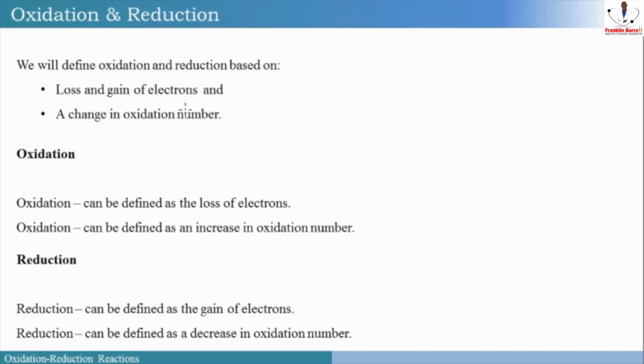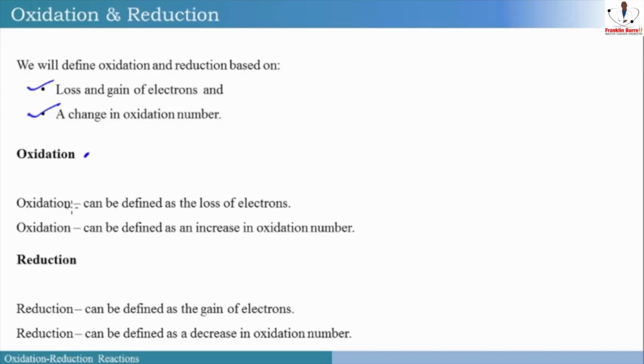Let me say that there are more than 2 ways to define oxidation and reduction, but for the sake of the syllabus, we will stick to only 2 definitions for now. In this case, we will be discussing and defining oxidation and reduction based on the loss and gain of electrons and a change in oxidation number. So we'll discuss the 2 definitions in terms of this loss and gain, or increasing or decreasing of your oxidation number or oxidation state. Let's start with oxidation.